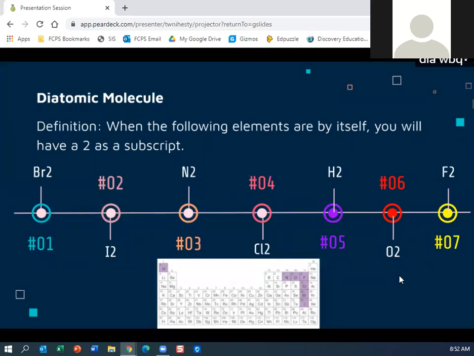I know a couple of you guys actually got these questions incorrect on your quiz. If you remember the moles, I put O or Cl2 or O2. I actually meant two of those elements, not just one. That's why a lot of people got that question wrong. But always remember, if the elements are Br, I, N, Cl, H, O, and F, those are always going to have two when it's by itself. So keep that in mind because this is going to be on the test.